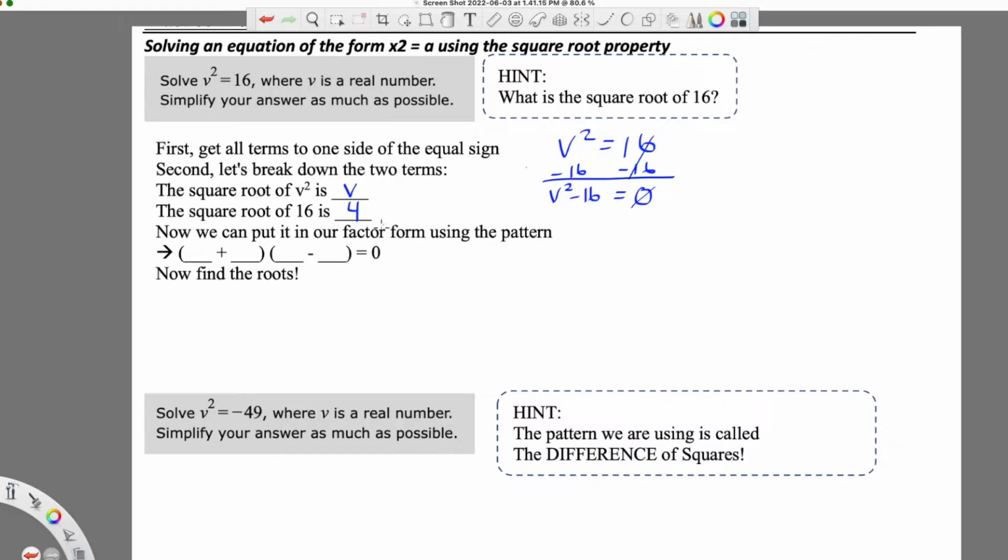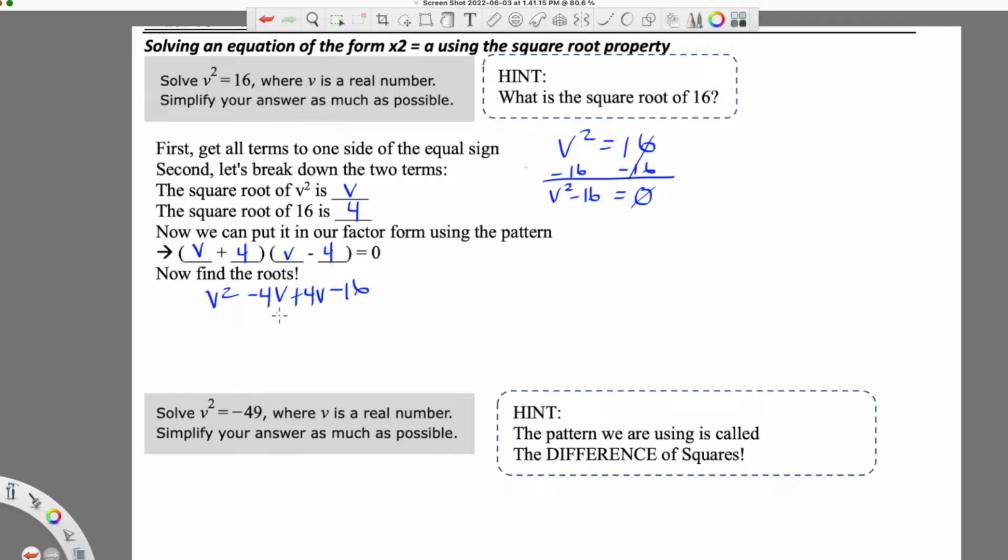So now I have my two pieces, and I can put it into the factored form using the pattern of difference of squares. So remember, for a difference of squares, I'm going to have one plus and one minus. So I'm going to have v plus 4, v minus 4. So this is essential because if I were to multiply these back together, I'd have v squared, v times v, v times negative 4, which would be negative 4v, 4 times v, which would be positive 4v, and then 4 times 4, negative 4, which is negative 16.